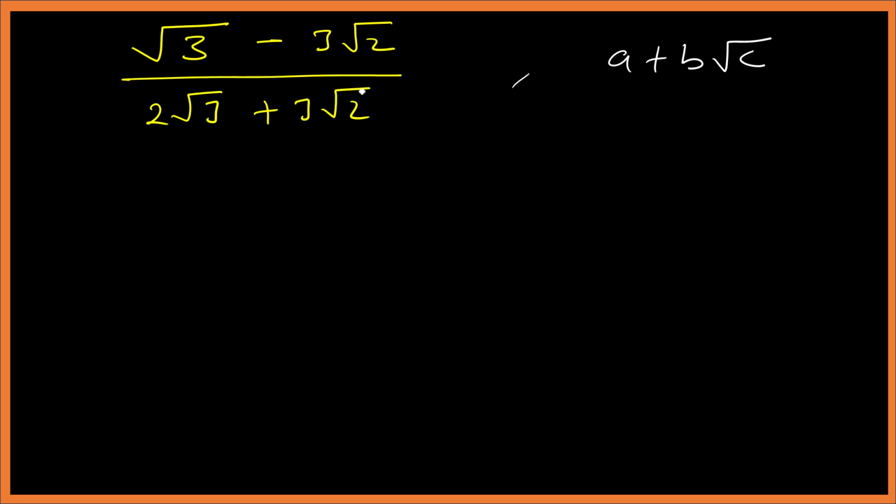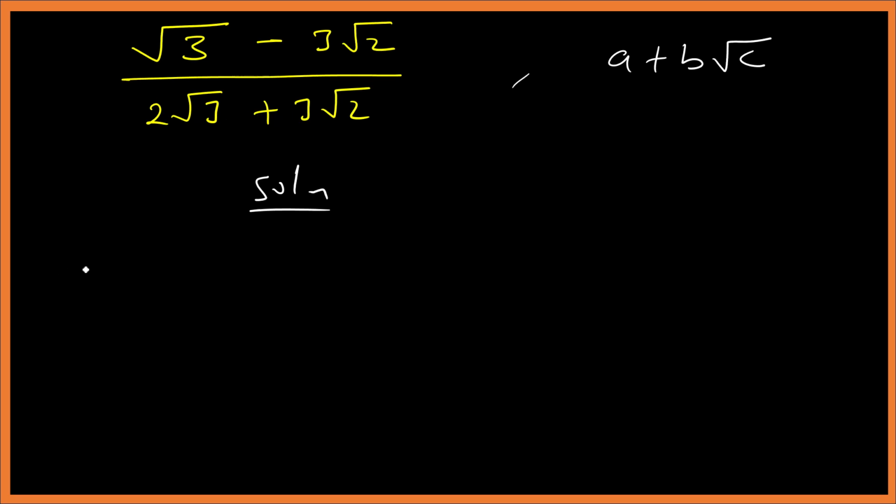Okay, so before we can solve, we need to know the conjugate of the denominator. So the conjugate simply means the opposite of this sign. If it is 2 root 3 plus 3 root 2, that will be 2 root 3 minus 3 root 2. So from here, before we can solve this, we need to multiply both numerator and denominator by the conjugate of the denominator here.